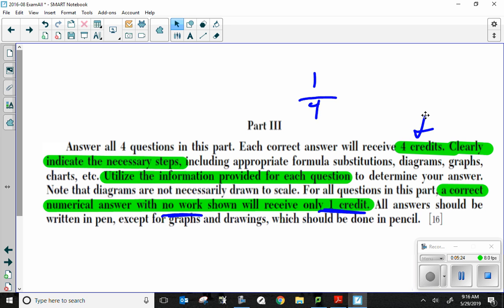Now, if you're just being lazy and you don't write down your work and get 1 out of 4, shame on you. All right? Shame on you.